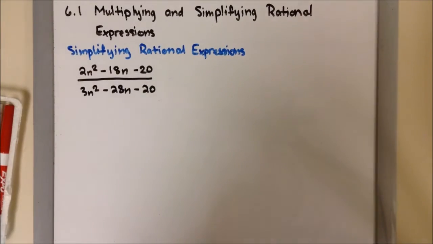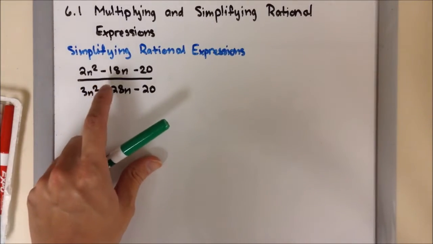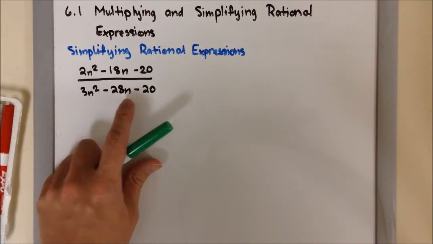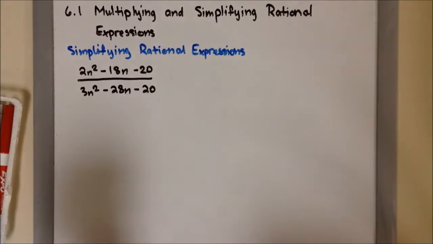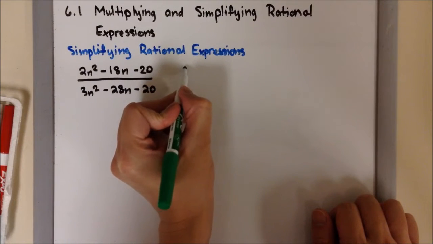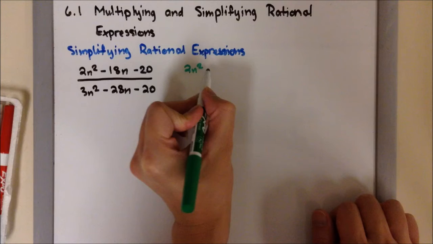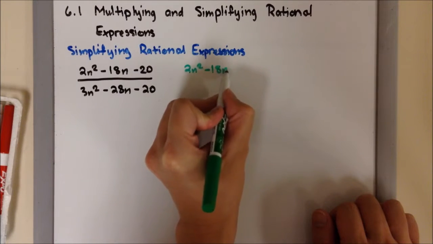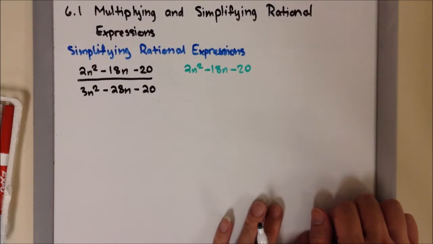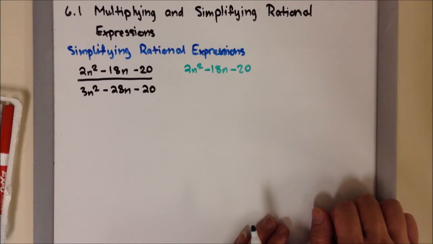In this example, we have 2n squared minus 18n minus 20 over 3n squared minus 28n minus 20. Alright, so let's focus on the numerator: 2n squared minus 18n minus 20. Now, you would think that you can just go straight into factoring the trinomial.